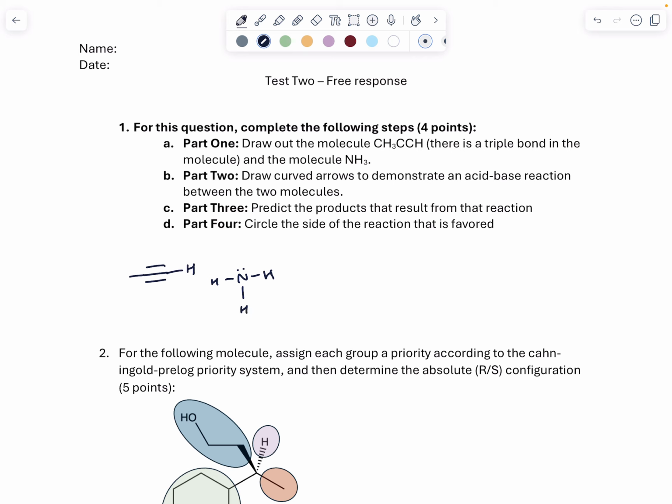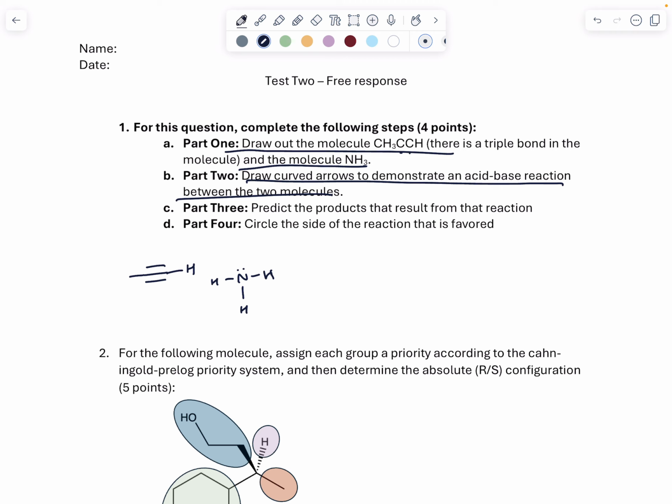So part 1, we're drawing out the molecule CH3CCH. There's a triple bond in there, and the molecule NH3. Part 2, we're drawing curved arrows to demonstrate an acid-base reaction between the two molecules. So you have to figure out which of these is the acid and which one of these is the base.